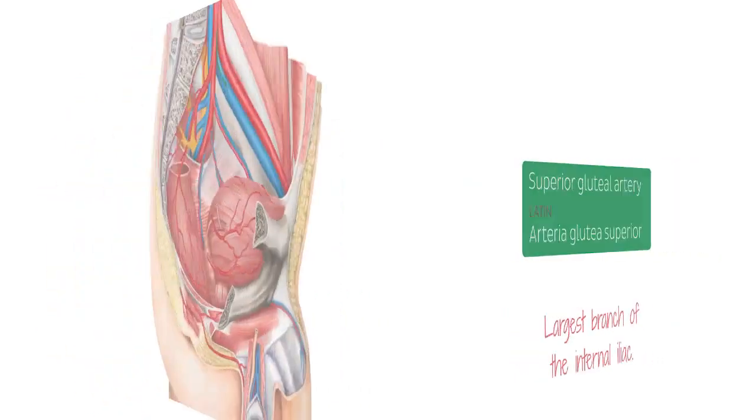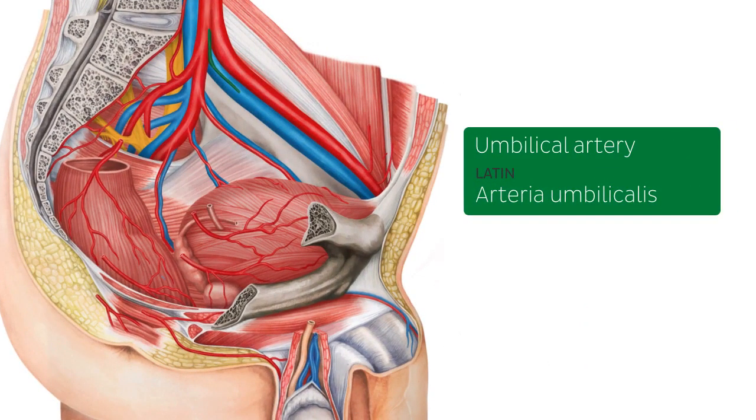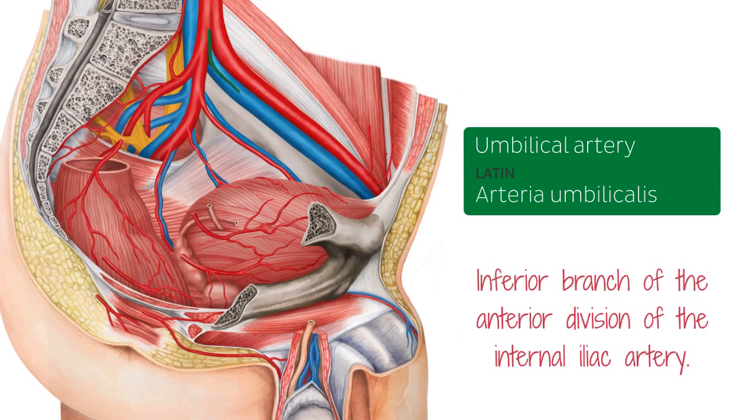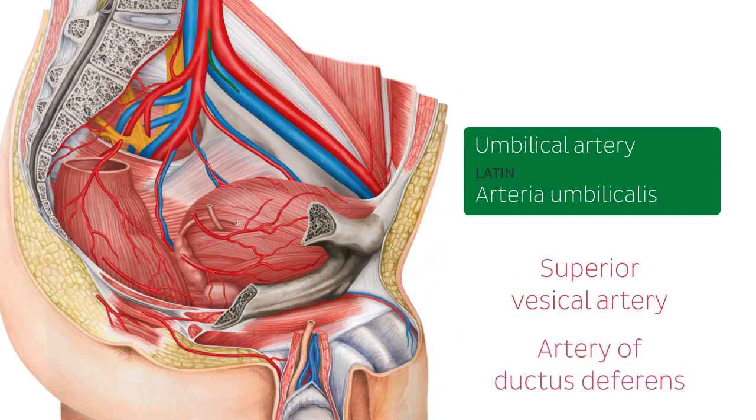The next one we're going to be highlighting here, you can see now the umbilical artery, which belongs to the anterior division of the internal iliac artery. This is the first inferior branch of the anterior division of the internal iliac artery. The patent part of the umbilical artery is the part of the embryonic umbilical artery that does not get obliterated postnatally. It is this part of the artery that gives rise to the superior vesical artery, which we will talk about later, and the artery of the ductus deferens in the male pelvis.